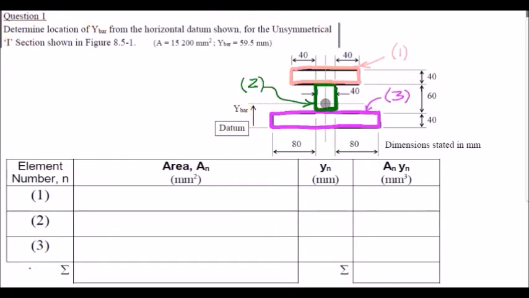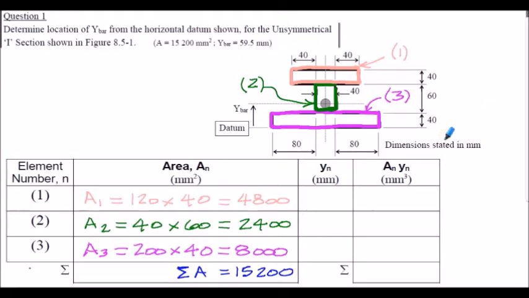Here are the 3 sections I've used. Element number 1 at the top, element number 2 is the web, and element number 3 is the lower flange. Be very careful when evaluating the overall dimensions of each of the elements because of the way the section is actually dimensioned. It can be quite confusing. Looking at my areas, for element number 1 the area is 120 millimeters multiplied by 40. The flange width here is 120 millimeters, looking at the geometry, and the thickness is 40 millimeters. So 4,800 millimeters squared for element number 1.